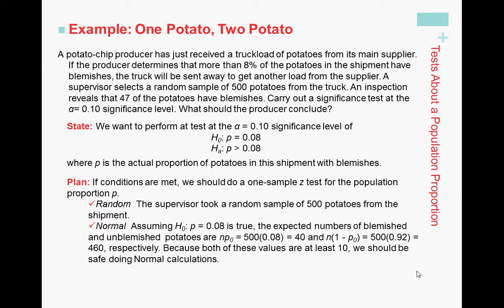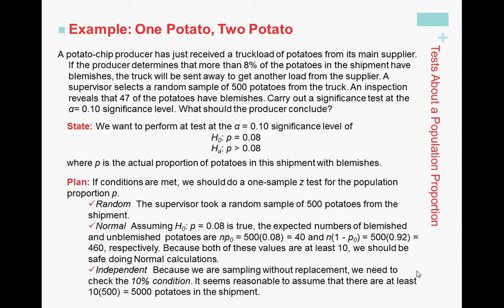Independent. We are sampling without replacement, so in this case we need to check the 10% condition. But it does seem reasonable that in a truckload of potatoes there's at least 5,000, so we show, don't forget to show this, we do 10 times 500 equals 5,000, and we think it's reasonable to assume there are at least 5,000 potatoes in the shipment. But show that 10 times 500 equals 5,000 part in that.